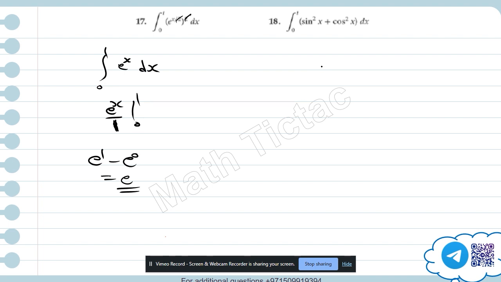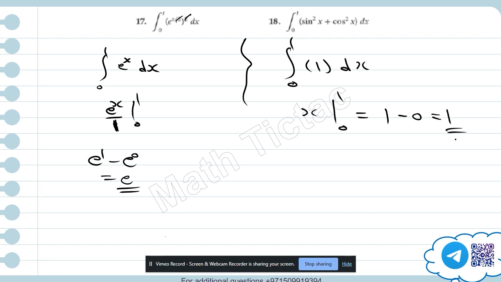Okay, so now let's see how to solve this question directly using trigonometric identities. Sine square x plus cosine square x is equal to 1. So the integration from 0 to 1 of 1 dx is equal to x from 0 to 1. So this is going to be equal to 1 minus 0, which is equal to 1.